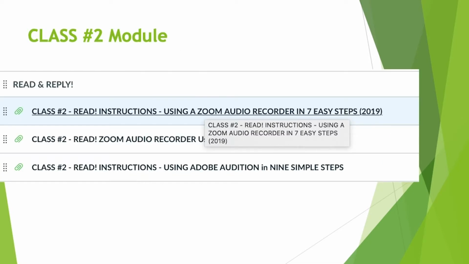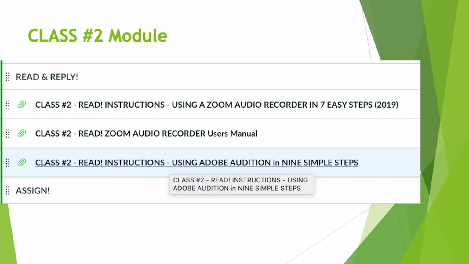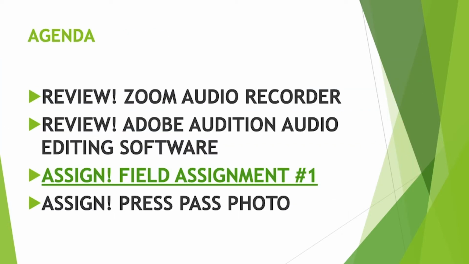You will get step-by-step instructions right now in this video, and there's also a separate file in this module called Using a Zoom in 7 Easy Steps that you can download to your desktop for easy referral. I will also introduce you to Adobe Audition, the editing software that we will use in this class. I will explain the basics of this software in this video, and I've also posted a separate file in this module called Using Adobe Audition in 9 Simple Steps. This is handy to have on your desktop when you're editing.